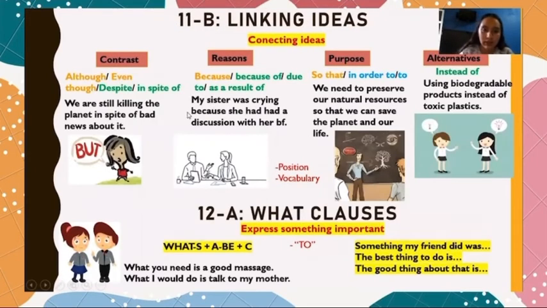to make a contrast, to give reasons, to give purpose, or to give alternatives. And I learned in this unit how to connect these ideas. With the orange ones, we need to have a clause or a sentence after them. And with the green ones, we need to have a noun or a verb in ing. And with the light blue ones, we need to have a verb.